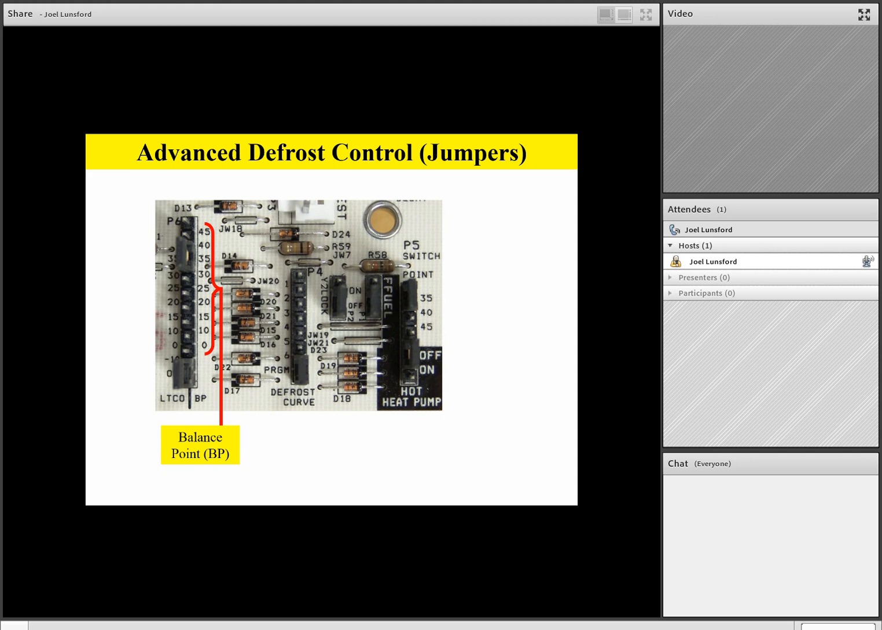So the best way to think about that upper balance point jumper is as an auxiliary heat lockout jumper. If it's above the selected jumper set point, you do not get auxiliary heat, and you only have heat pump above that point. However, if it's colder outside than the jumper selection set point, then it will allow auxiliary heat to come on with the heat pump.